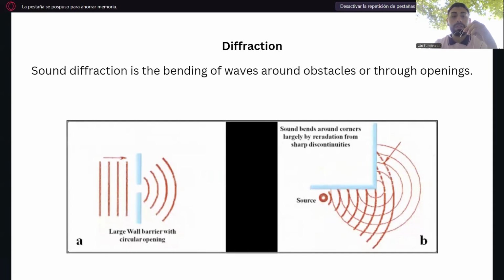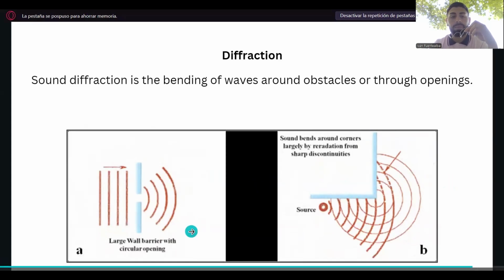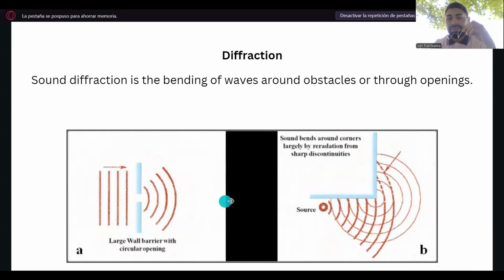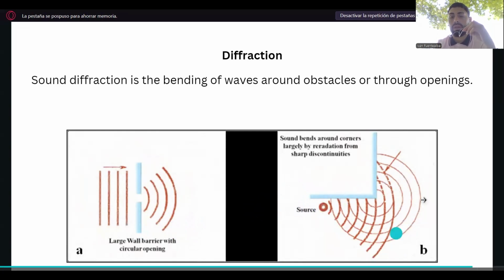The last one is diffraction. Sound diffraction is the bending of waves around obstacles or through openings. We have two scenarios. In this case, scenario A is a large wall barrier with a circular opening, and this is the behavior we can see. And the second is a sound propagation in a corner, which produces this behavior.